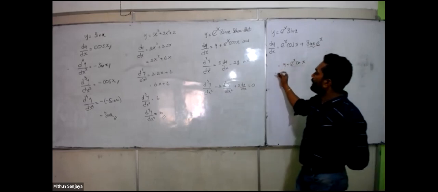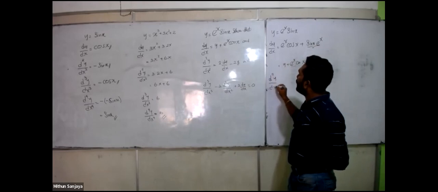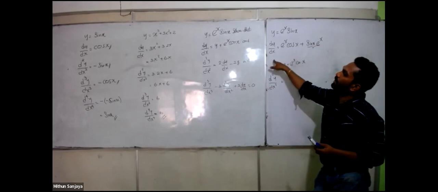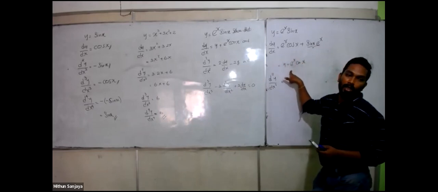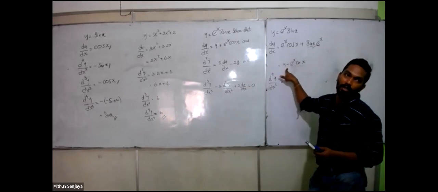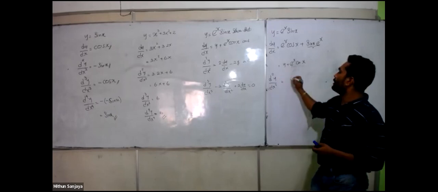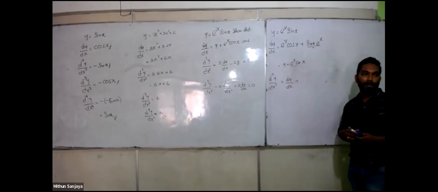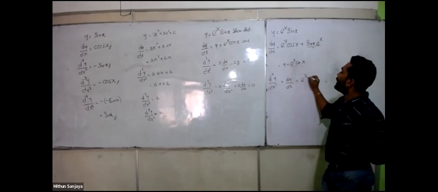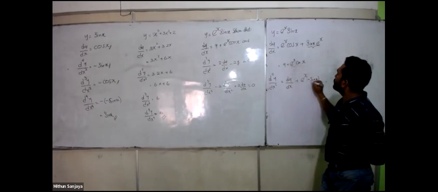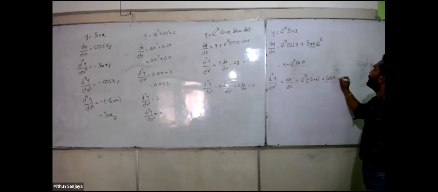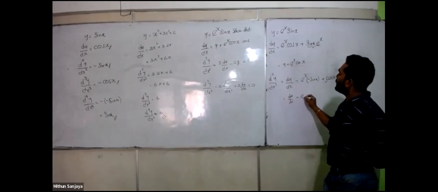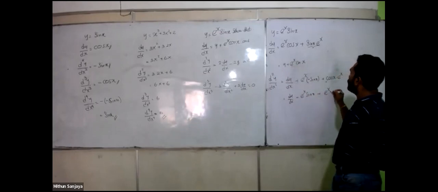Now again we differentiate, d squared y over dx squared. On the right side we have the answer of dy over dx, and we need to differentiate that again. We have y, and the differentiation of y is dy over dx. Here e^x cos x is a product, so again we apply the product rule: e^x times minus sin x plus cos x times e^x. Now dy over dx equals minus e^x sin x plus e^x cos x.